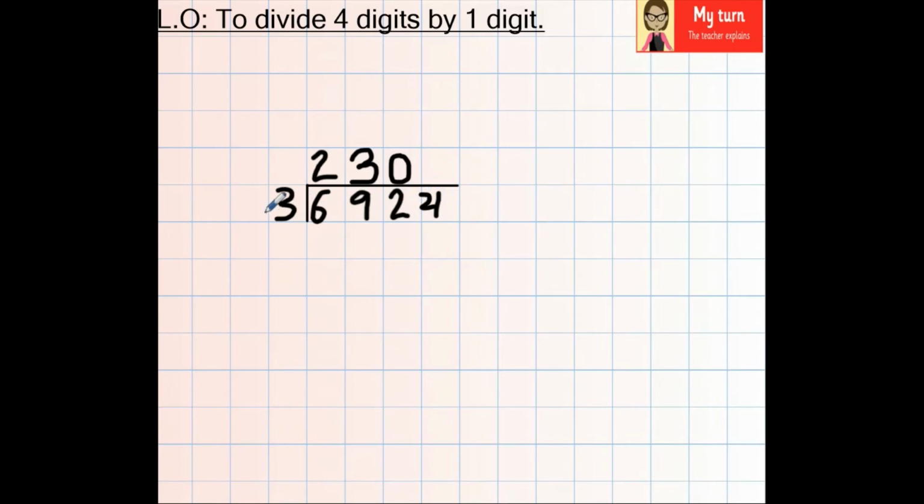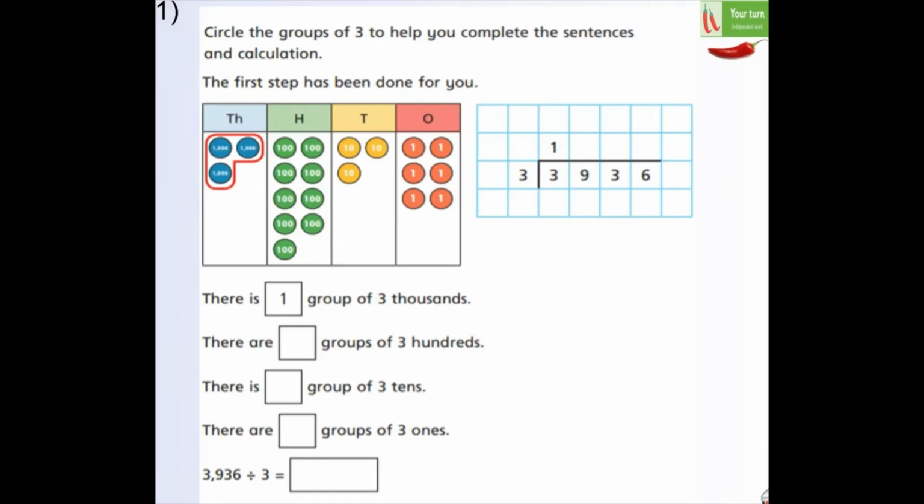Now we have how many 3s go into that 21? Have a think. Do your 3s for me at home. Pause the video. How many 3s go into 21? Well done. 7. Therefore, the answer for this question would be 2,307.